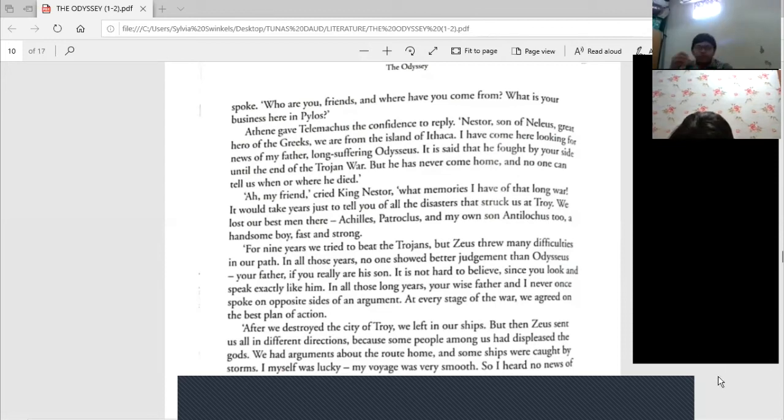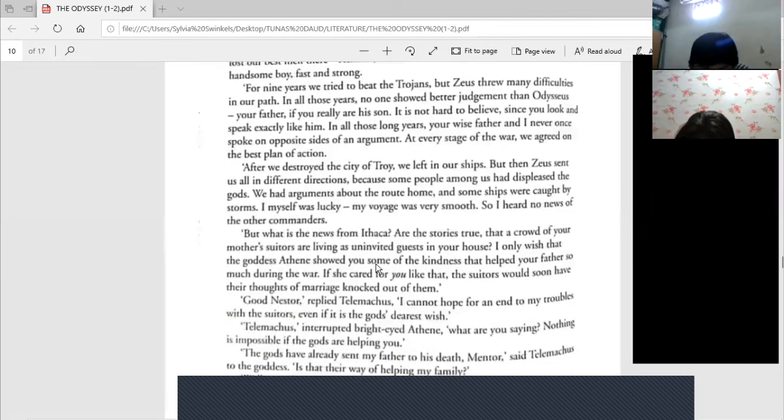Okay, it probably shows a little bit that they were tight. They were good. Nestor and Odysseus had a good relationship. They could get along really well because it shows here that they agreed on the best plan of action, that they were really tight-knit in their friendship, I think, and in how they worked together.